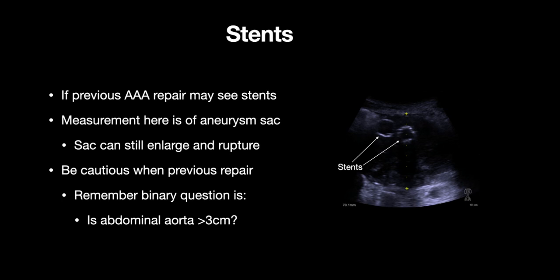Remember, going back to your binary question, the binary question was, is the abdominal aorta greater than 3 centimetres? And in this case, it is larger than 3 centimetres. So you've answered your question already. Remember that even if they've got stents in, you can still develop endoleaks, and this aneurysm sac can still enlarge, and it can ultimately rupture, just like an aneurysm in somebody who hasn't had any stents in. So be a bit wary when you see these, and I'd probably lean towards definitely a discussion with the radiologist about getting some alternative form of imaging if the clinical history is suspicious of an aortic aneurysm.